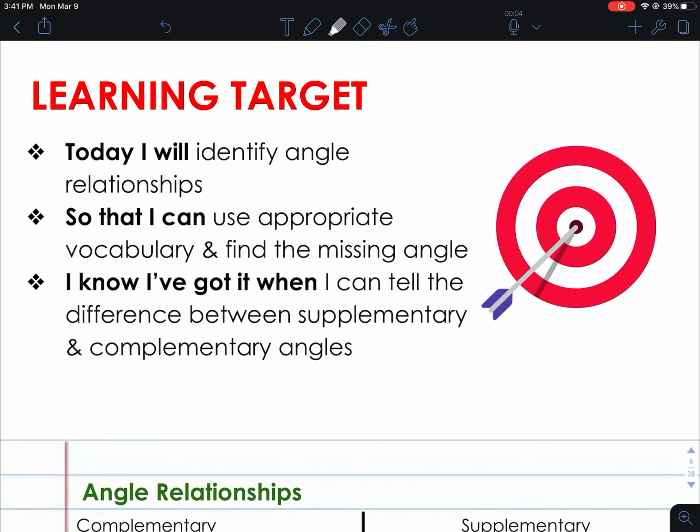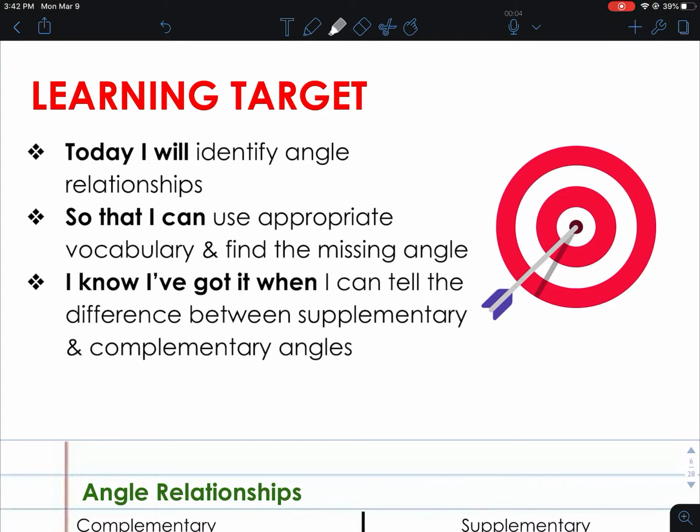Hello, this is going to be a video that's going over the first lesson of Unit 7, Angle Relationships. So I'm going to be going over a couple different vocabulary terms as well as how we can use angle relationships to find missing values of angles. So you can use them to find out missing values.